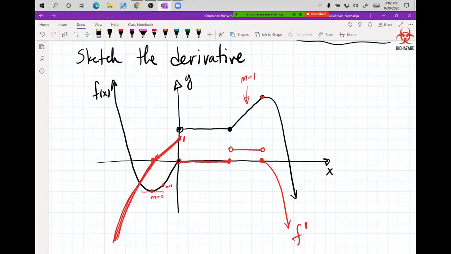And that pretty much sums it up. You are able to draw the function looking at the derivative, and you are able to draw the derivative looking at the function.